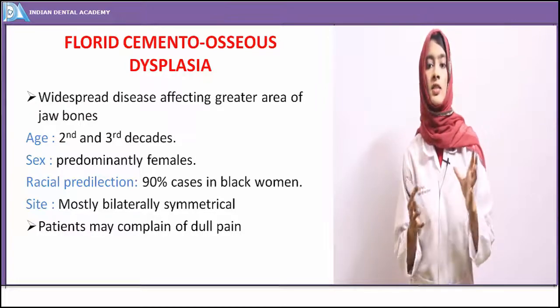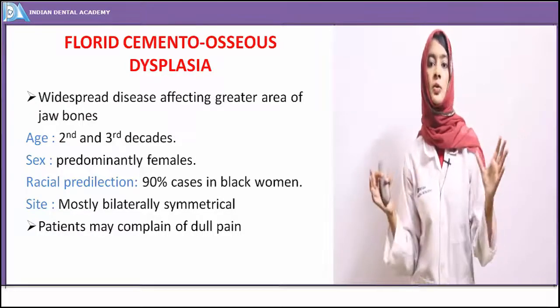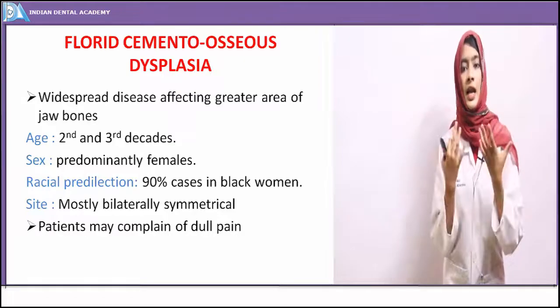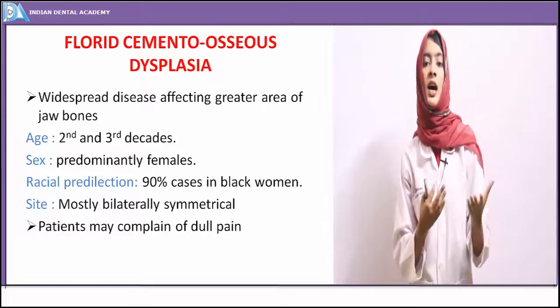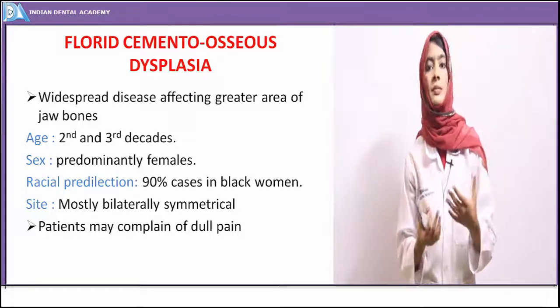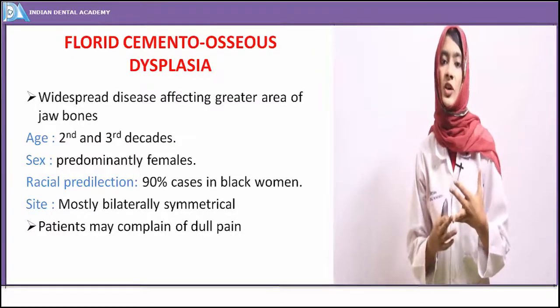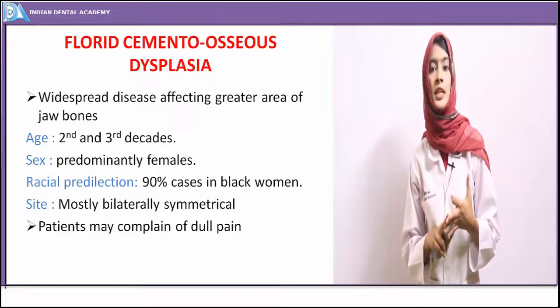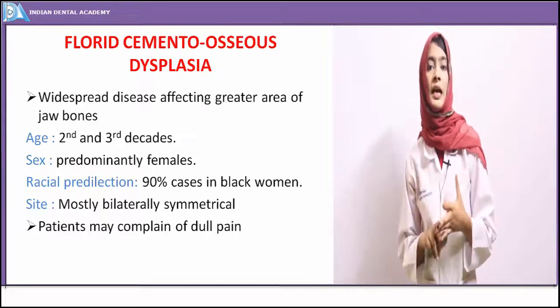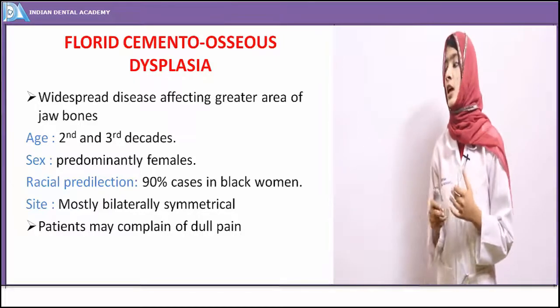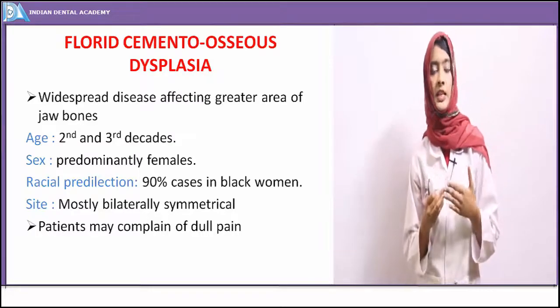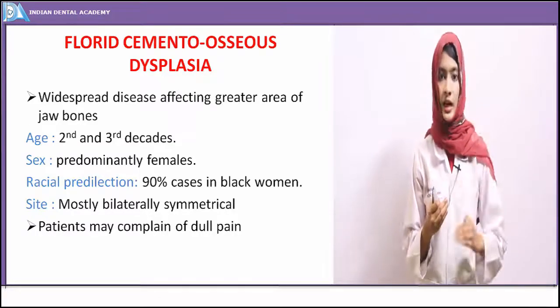But florid is a form which is widespread or distributed. It may occur in any region of the maxilla or any site of the mandible. It also has a marked predilection for occurrence in females, and more commonly it is seen in cases of black races. And it is affecting middle-aged individuals or younger individuals also.